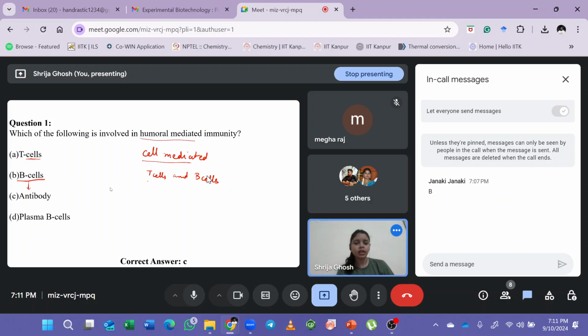Okay, so let's say a bacterial pathogen entered my body. Now my body knows that this is not normal, we have to kill this thing, and my body will generate a cell mediated immune response and later a humoral mediated immune response. So in the humoral mediated immune response, my body will generate certain antibodies.